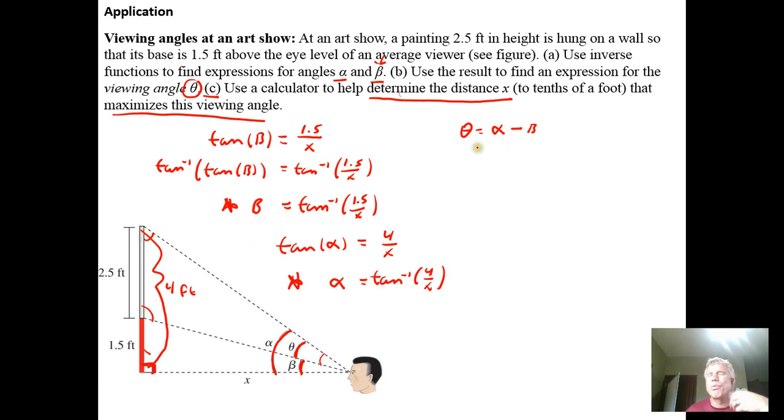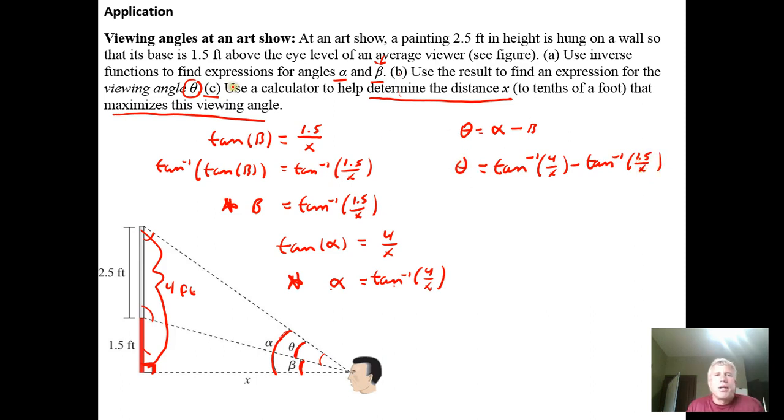I can't use right triangle trigonometry to get at theta directly, but because I can describe it in terms of alpha and beta, which were involved with right triangles, I now have a way to express it. I can replace alpha with the tangent inverse of 4 over x, minus beta, and beta is the tangent inverse of 1.5 over x. So that's what theta equals.